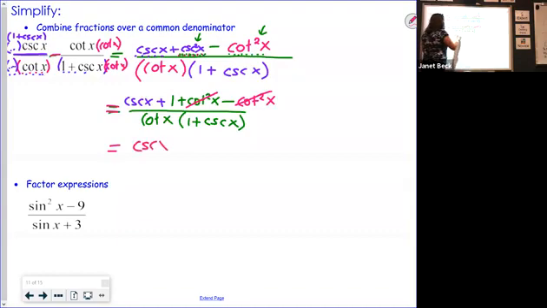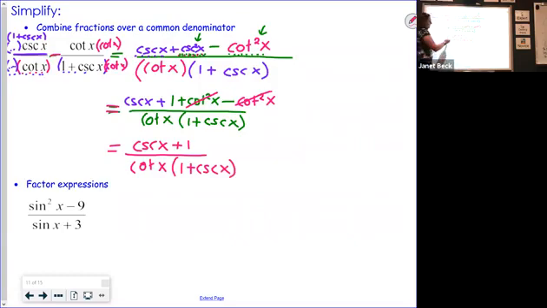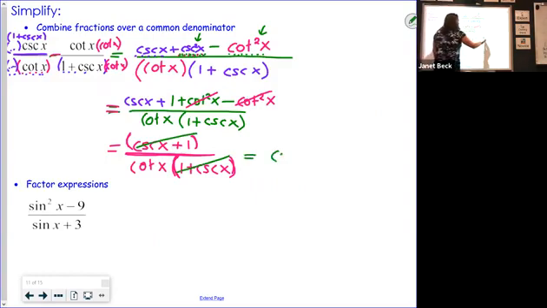We've got cosecant of x plus 1 is all that's left in the numerator. And we've got cotangent of x times 1 plus cosecant of x. Now, this is a division problem. That entire numerator is the same as this factor. Cosecant of x plus 1, when you're adding things, doesn't matter the order. That's the same as 1 plus cosecant of x. Those are a factor in the numerator, a factor in the denominator, both the same. I can cancel them. Now, does that just leave me with cot x?